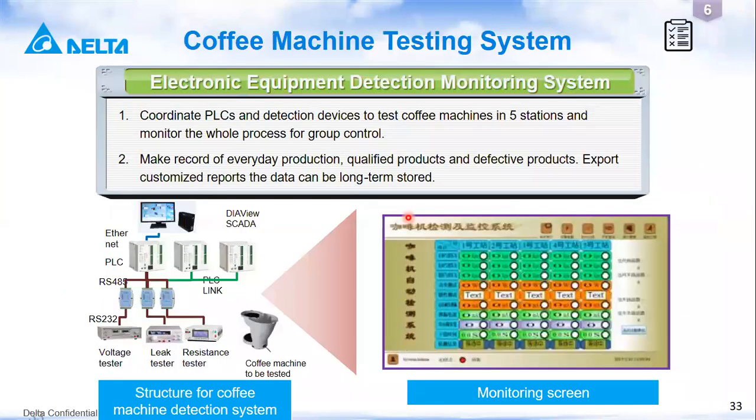And next one is a coffee machine testing system. This one is more like a standalone system. HMI, SCADA, more like a high-end HMI to do all the human-machine interface.